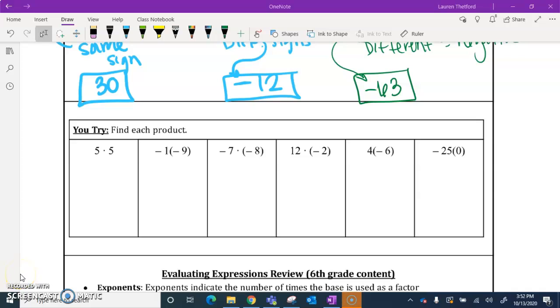All right, so 5 times 5, those are both positive. So we have a positive times a positive, that's going to equal a positive, so that's just 25. 5 times 5 is 25.